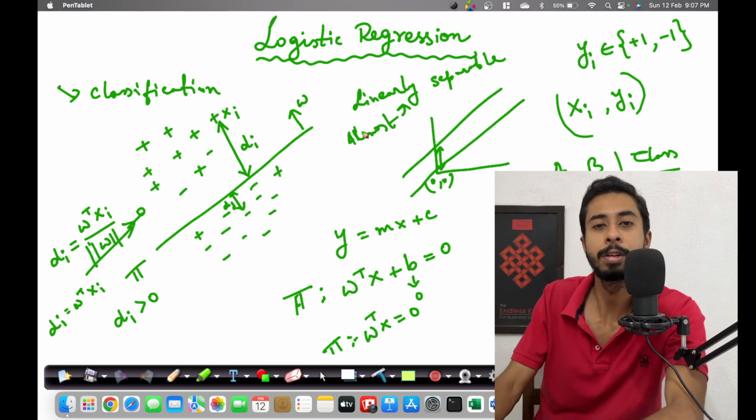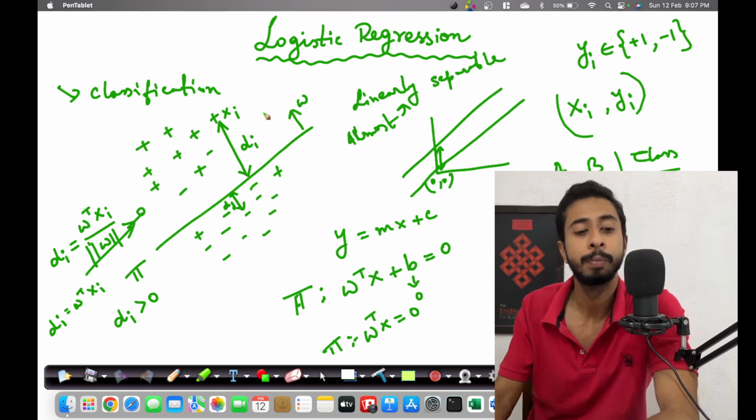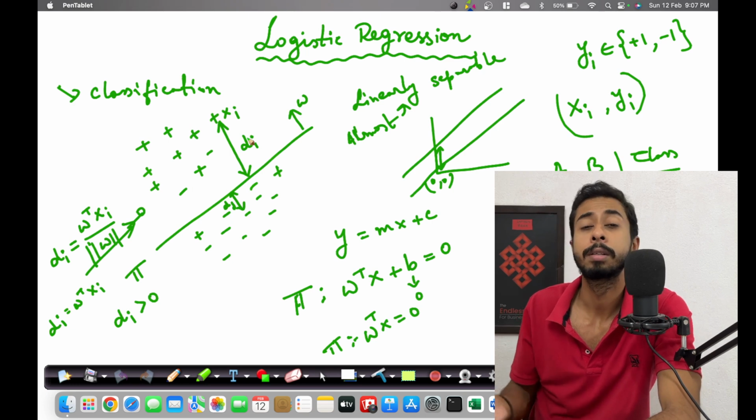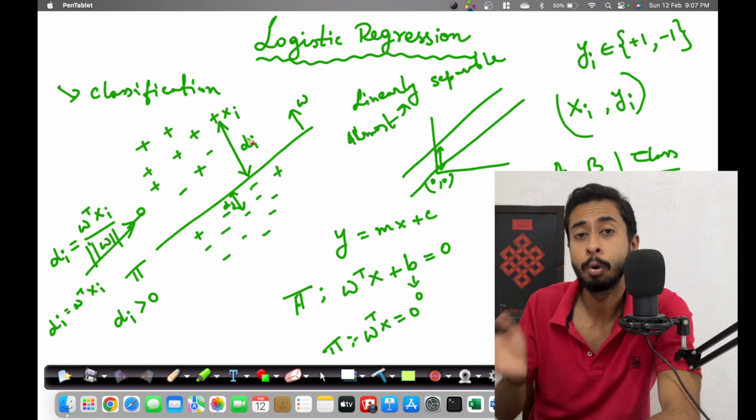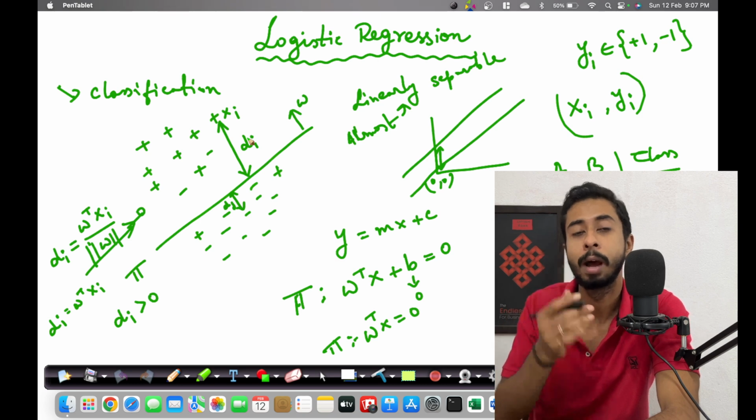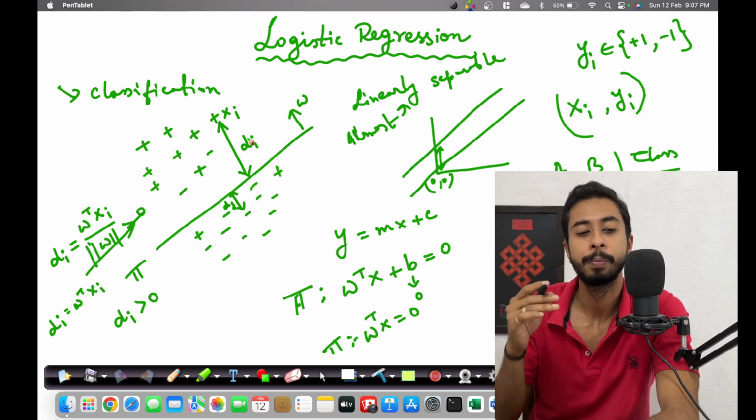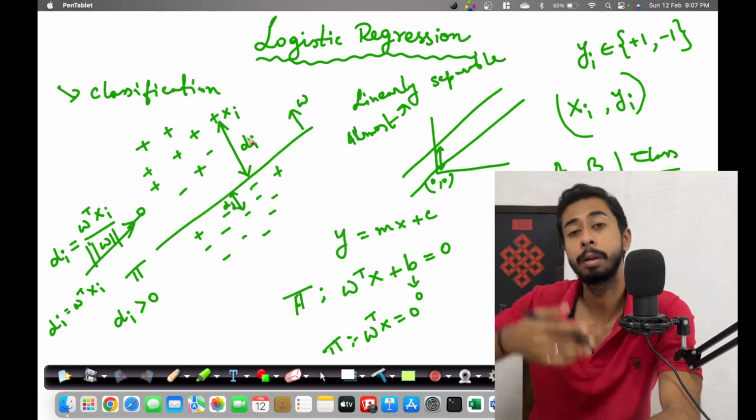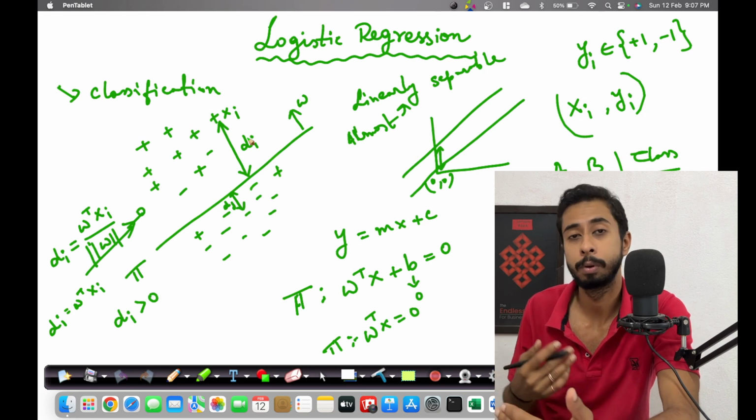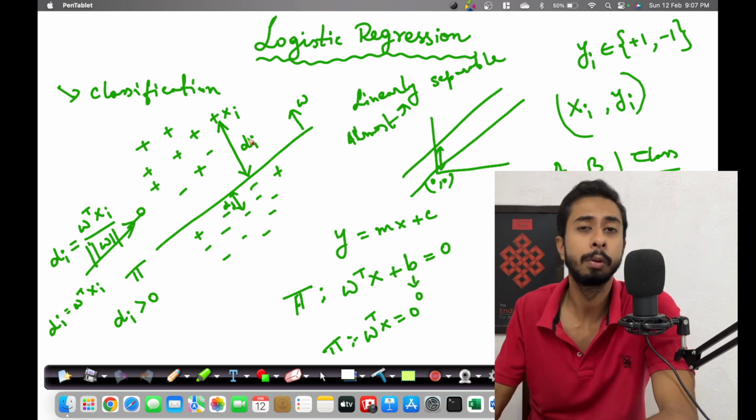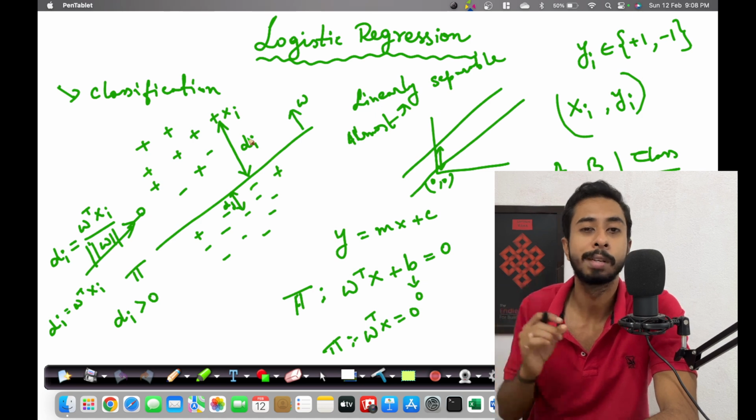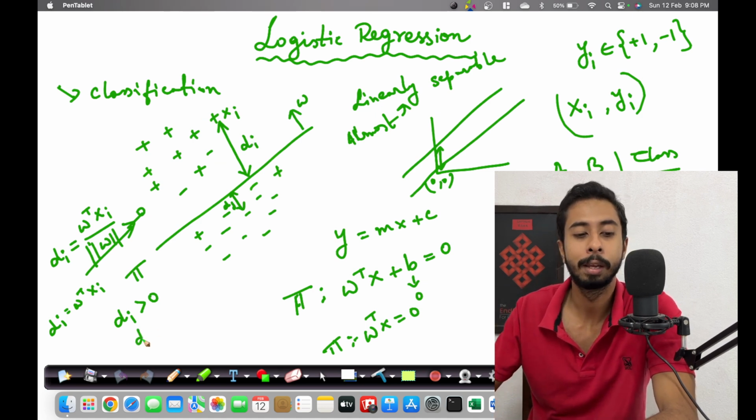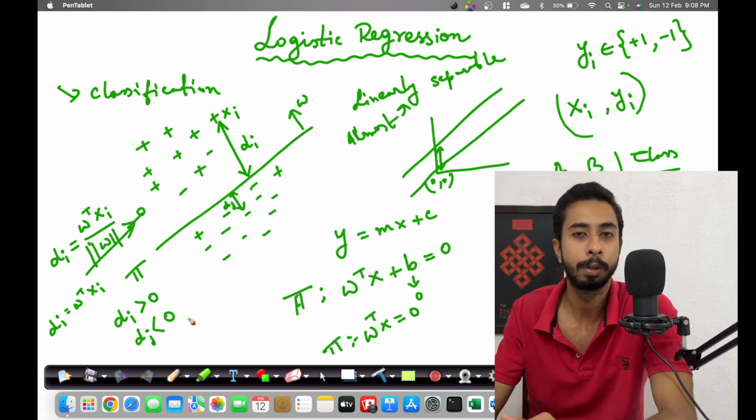So how do you differentiate them? We differentiate in this way: all the points which are on the same side of the plane where the normal is pointing are the positive points. And all the points which are on the other side of the plane are basically the negative points. So any dj will be less than 0. The values of the distances will be less than 0, right?